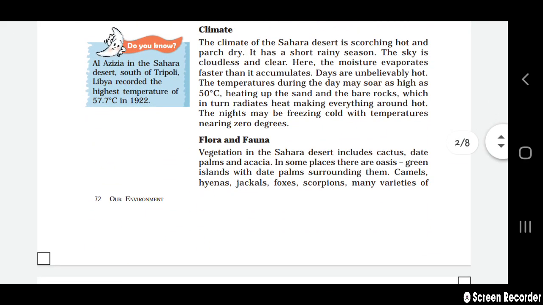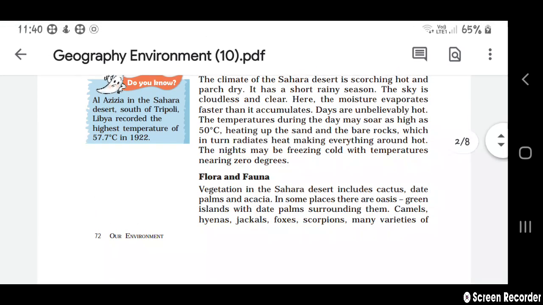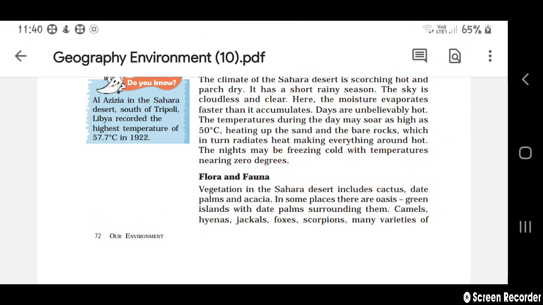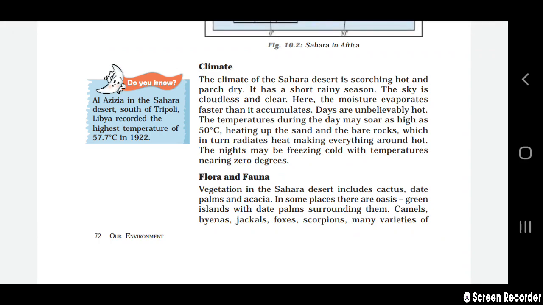The climate in the Sahara Desert is very hot and parched, very dry, and it has a short rainy season, not much rain. Sometimes the sky is cloudy, but mostly it is clear. Moisture evaporates faster than it accumulates in the Sahara Desert.